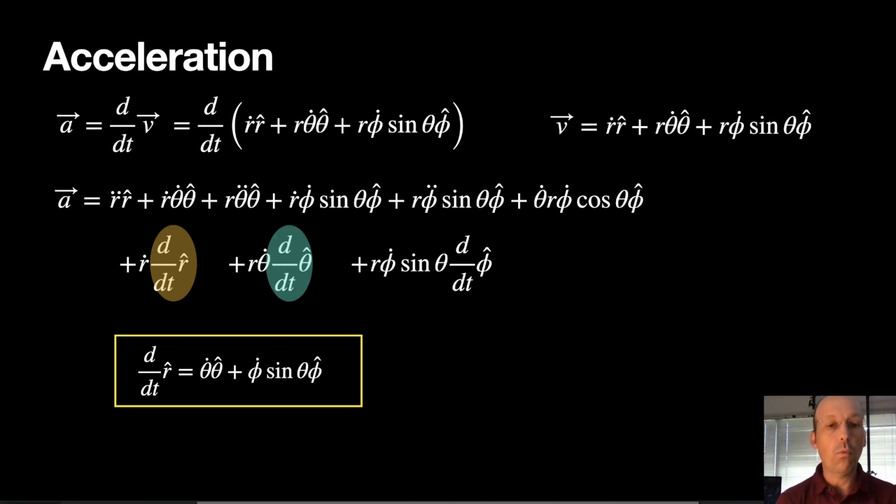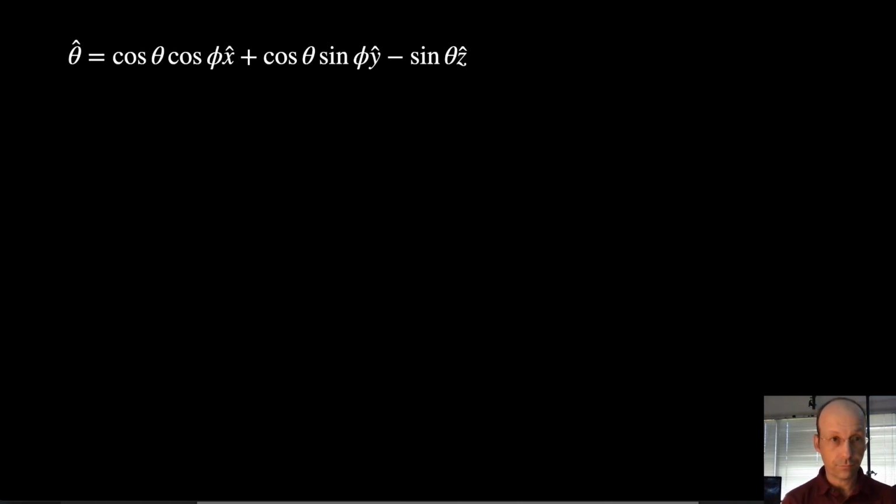Okay. But what about the derivative of theta hat with respect to time? What about the derivative of phi hat with respect to time? We got to do those, okay? And then we can come back and plug it into this equation and get an expression for the acceleration. And remember, that's what we want. F equals ma. We want an expression in terms of spherical coordinates.